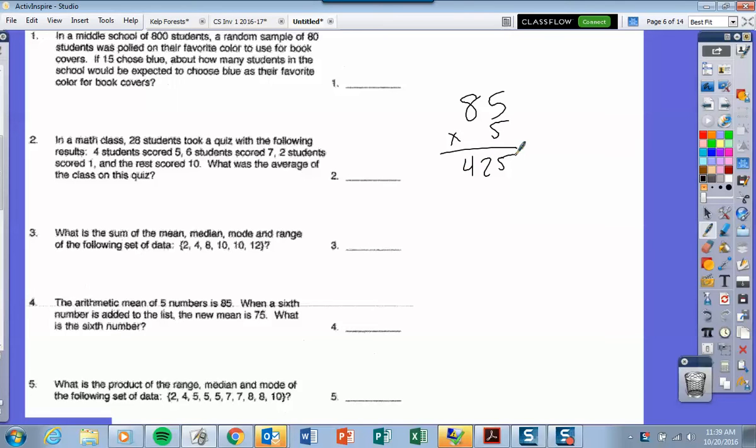And then we want to find the sum of the next set of numbers. So, 75, there are now 6 numbers. It's going to give me 450, and to find the number that was added, we go 450 minus 425, and I get an answer of 25. Moving on to my next one.